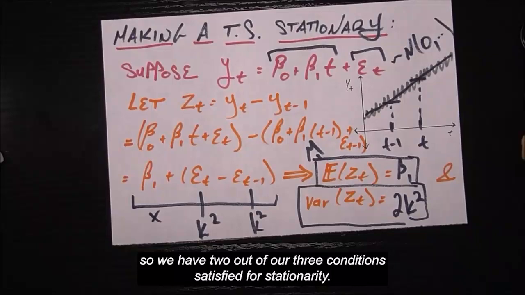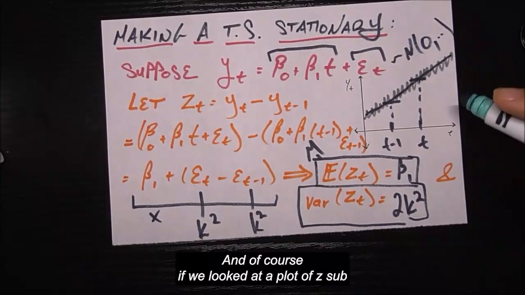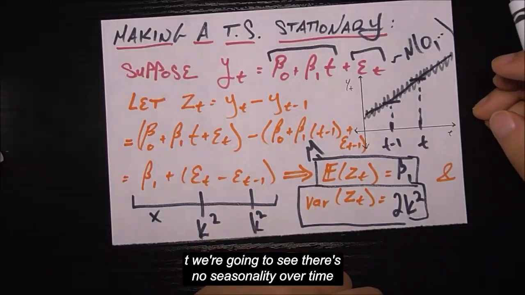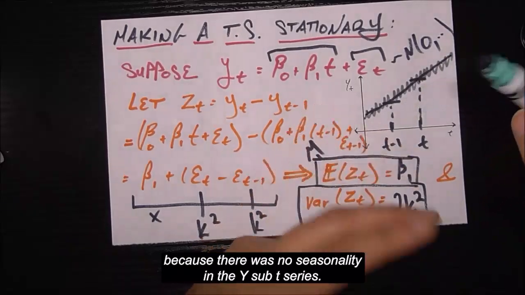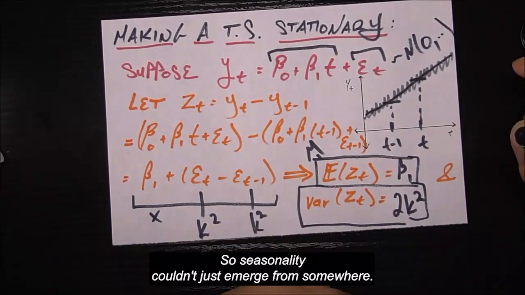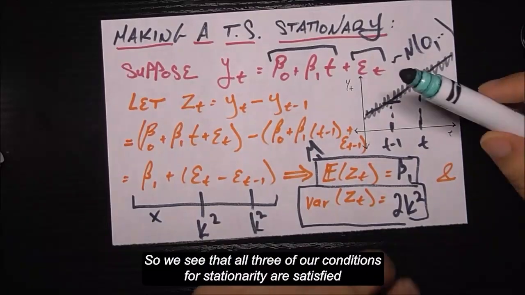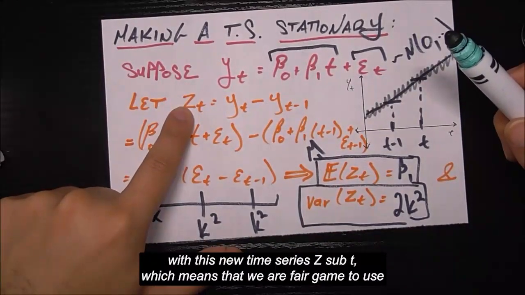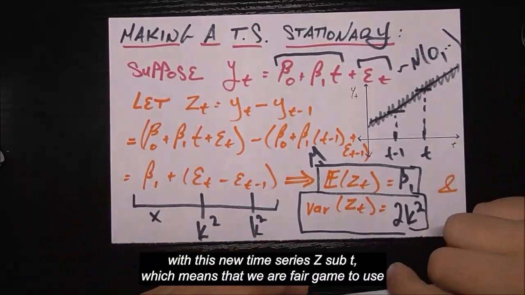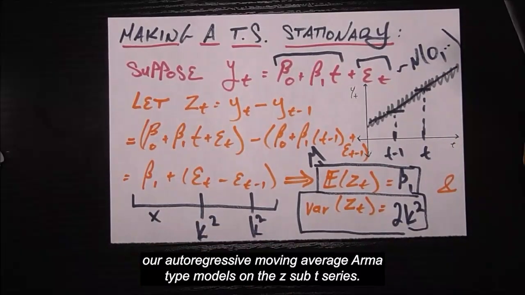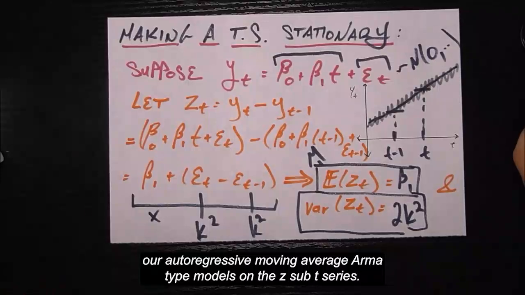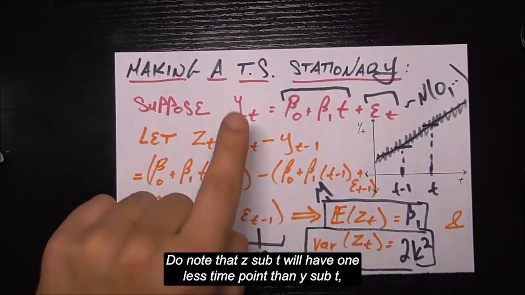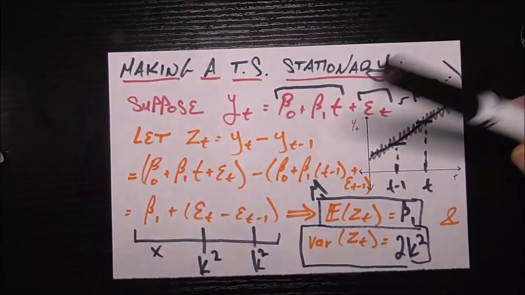So we have 2 out of our 3 conditions satisfied for stationarity, and of course if we looked at a plot of z sub t, we're going to see there's no seasonality over time because there was no seasonality in the y sub t series, so seasonality couldn't just emerge from somewhere. So all 3 of our conditions for stationarity are satisfied with this new time series z sub t, which means that we are fair game to use our autoregressive, moving average, ARMA type models on the z sub t series.